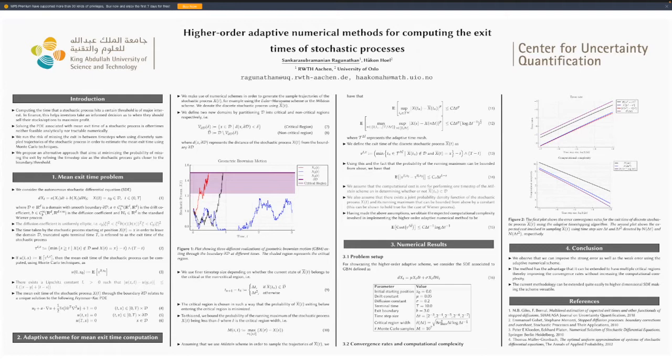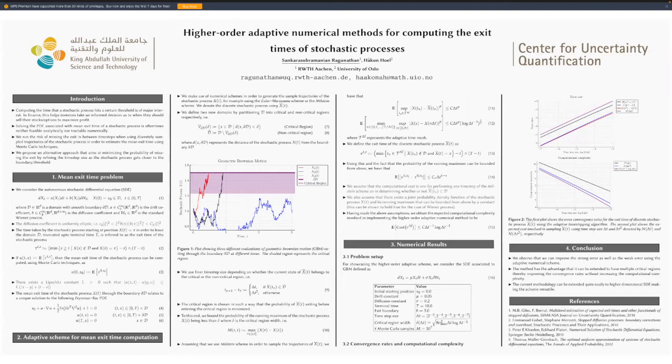So with this, we move on to finding the optimal region where we start refining the time step size. We do that by first partitioning the domain D into a critical region and a non-critical region. So what we basically do is we refine the time step size when the process is inside the critical region. And when it's outside the critical region, we don't refine the time step size. We just use the time step size that we started with.